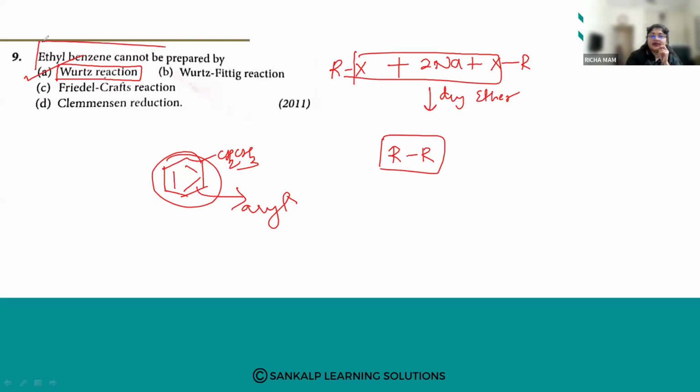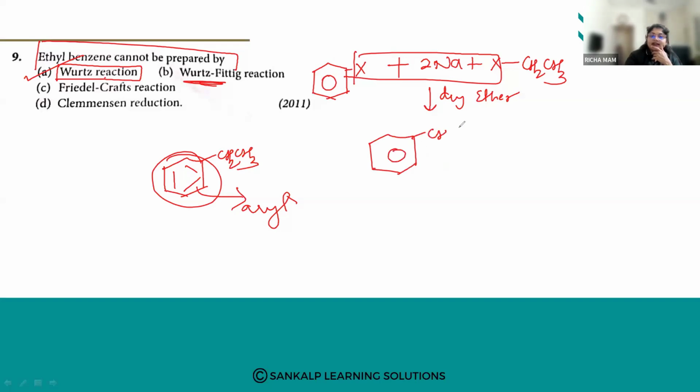Ethyl benzene cannot be prepared by which reaction? It is Wurtz reaction. In Wurtz-Fittig reaction, one of the groups should be a substituted aryl halide and another I can take as CH2CH3, right? So I will get this compound. With the help of Wurtz-Fittig reaction, I will get the desired compound, but with Wurtz reaction, we cannot prepare ethyl benzene.